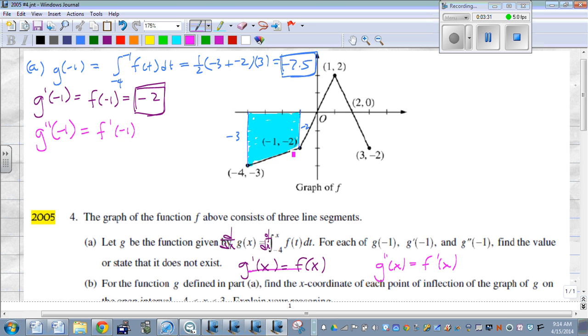Well, over here we have a slope of 1/3. Over here we have a slope of 2. Left-hand derivative, right-hand derivative, are they the same? No. So what does that tell us about the derivative at this point? Does not exist.